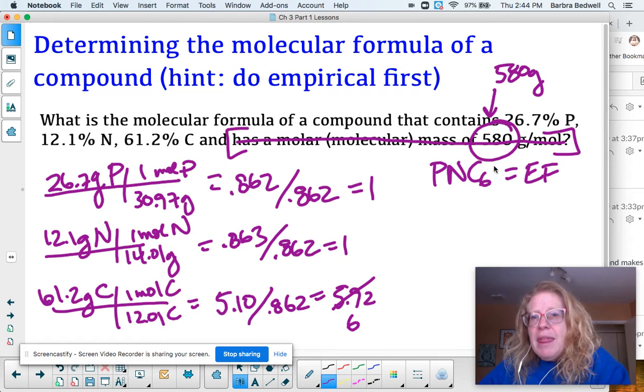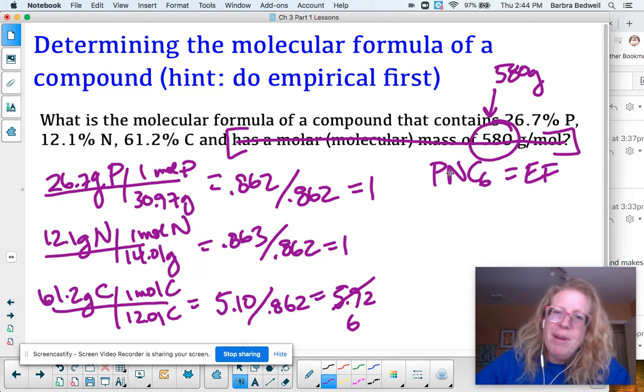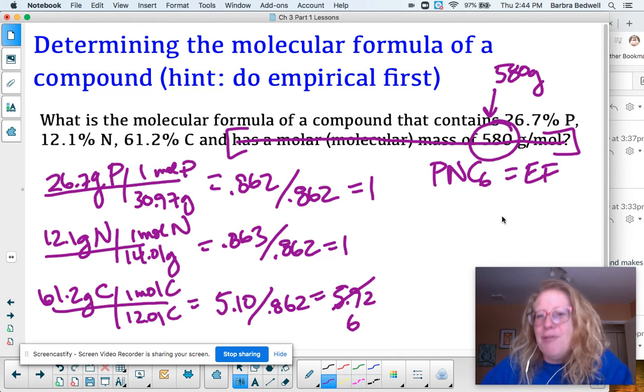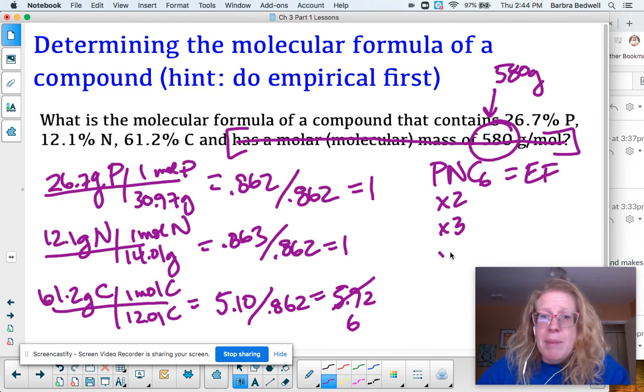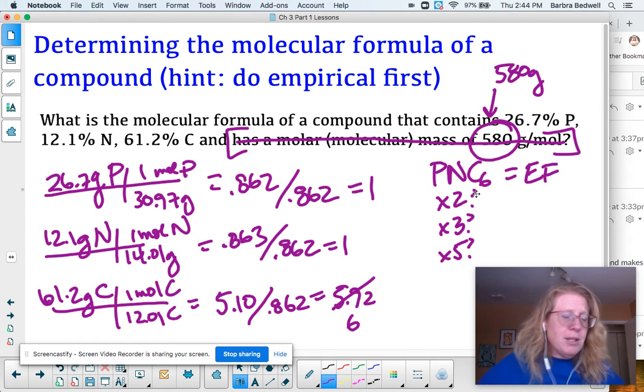And I know that this will multiply up to be the molecular formula. The molecular formula is a multiple of this. Maybe it's times 2, maybe it's times 3, maybe it's times 5. I don't know what it is. That's what I'm trying to figure out, but it's got to be some multiple of that. So let's figure out how much this thing weighs. Figure out your empirical mass.